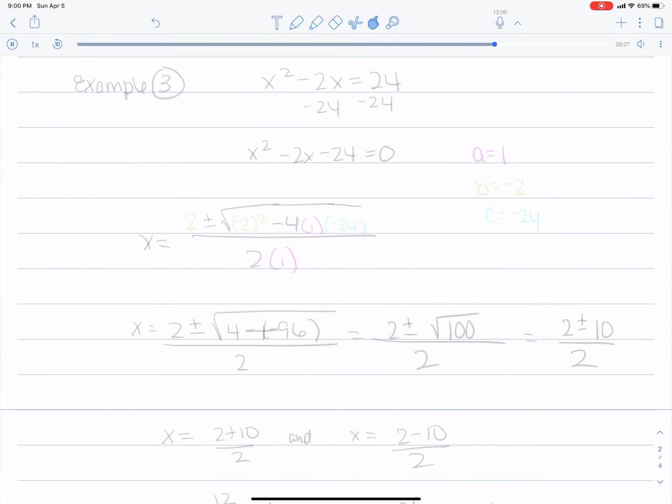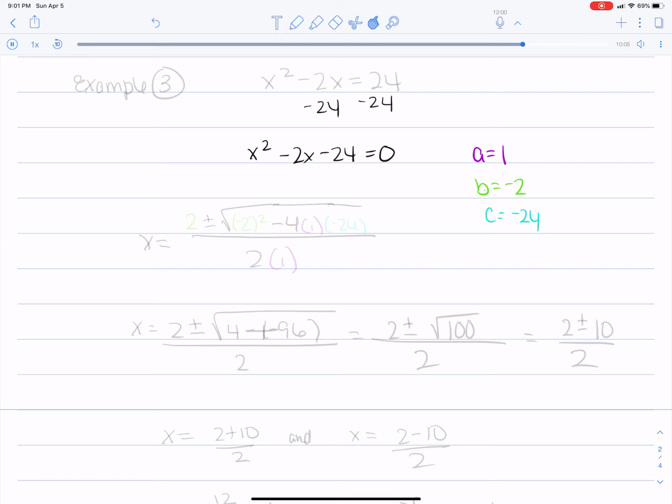All right, number 3, we have x squared minus 2x equals 24. So we need to get our equation set equal to 0. So I'm going to subtract 24 from both sides. So we're left with x squared minus 2x minus 24. I'm making sure it's still in standard form, equal to 0. All right, so now we can put in our a, b, and c. So a is equal to 1, b is equal to -2, and c is equal to -24.